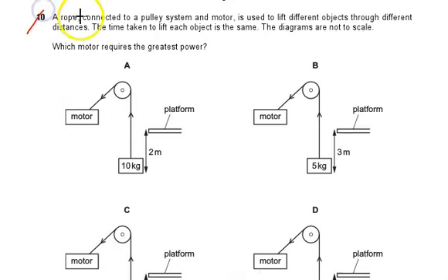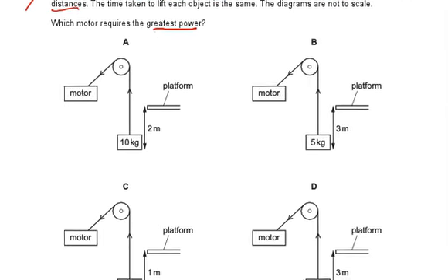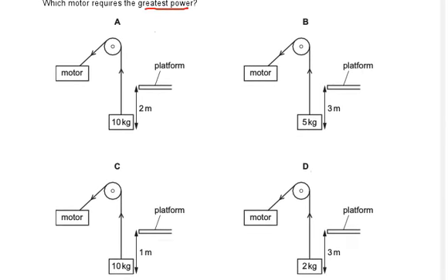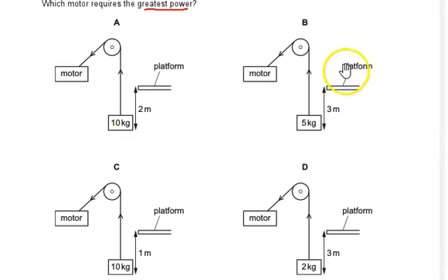Number 10, a rope connected to a pulley system and motor is used to lift a different object through different distance. The time taken to lift each object is the same. The diagram is not to scale. Which motor requires the greatest power? So now let us look at the question here. We have A, B, C, D, and here we have the motor, the pulley, the platform, and also the weight here.